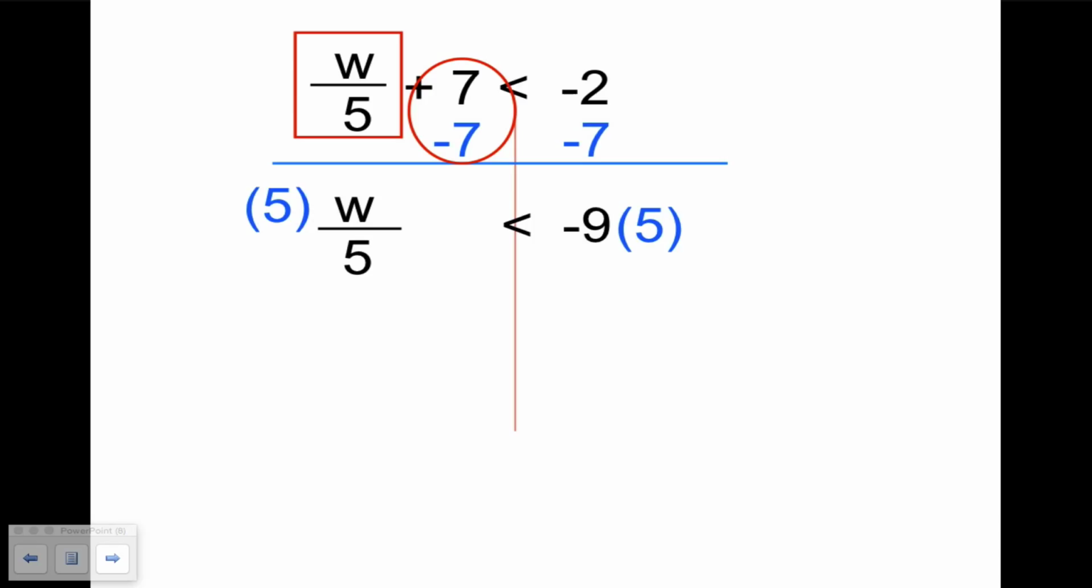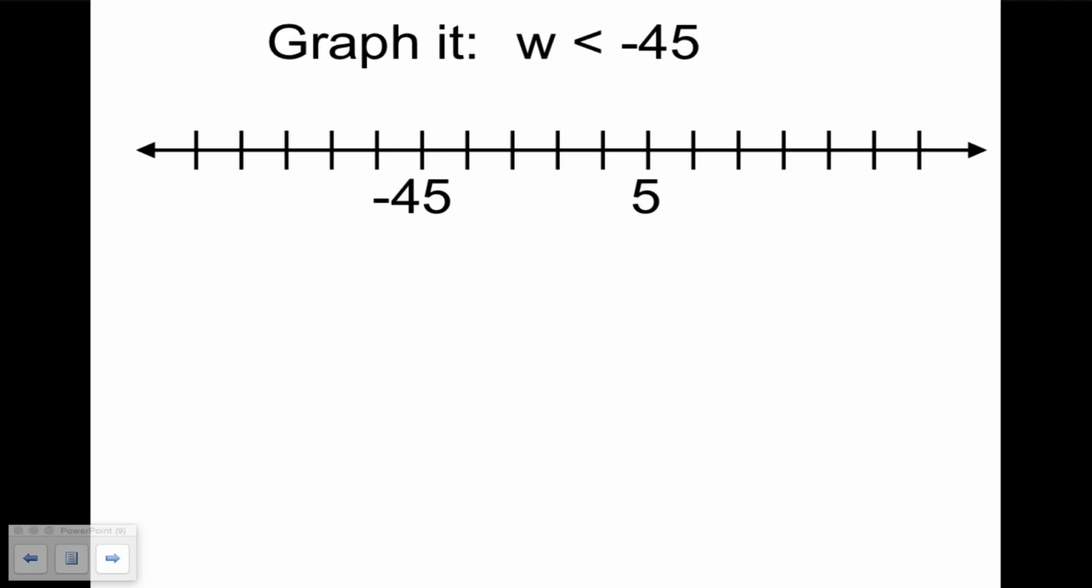And again, we have 5w divided by 5. So 5 divided by 5 equals 1. We have 1w. The sense of the inequality remains the same because we multiplied by a positive. And negative 9 times 5 equals negative 45. So w is all the numbers less than negative 45. Again, because it's not equal, we're going to have an open circle at negative 45. And we want all the numbers that are less. That's to the left.